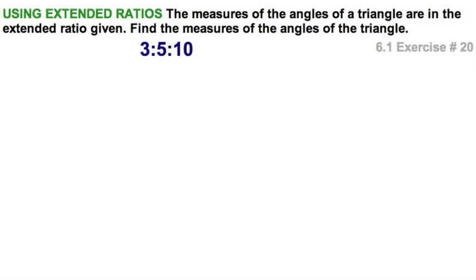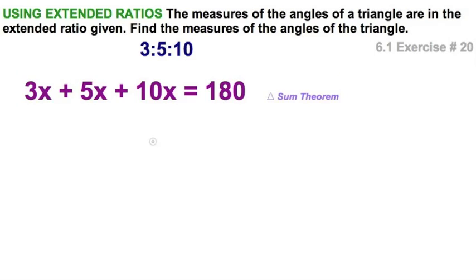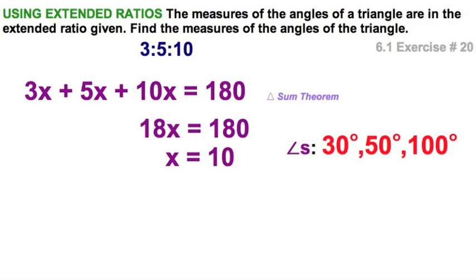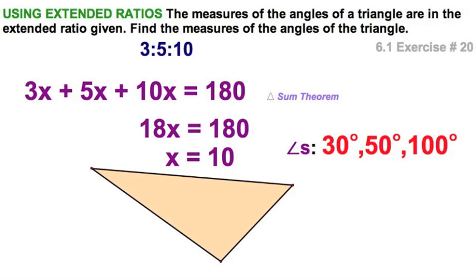The angles in a triangle are in this extended ratio. So let's find out what they are. We know these three angles must add up to 180, theorem 4.1, also known as the triangle sum theorem. We can simplify that and solve it. Add up all those x's, and x is 10. Now my substitution. So I've got 3 10s, 5 10s, and 10 10s. 30, 50, and 100, that adds up to 180. That checks out okay. My triangle looks a lot like this.